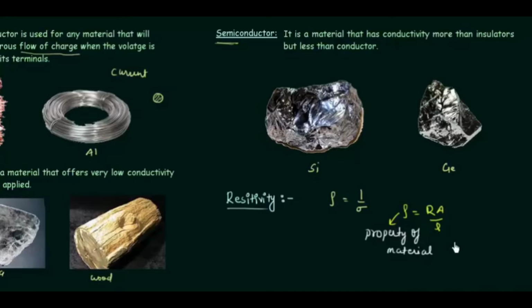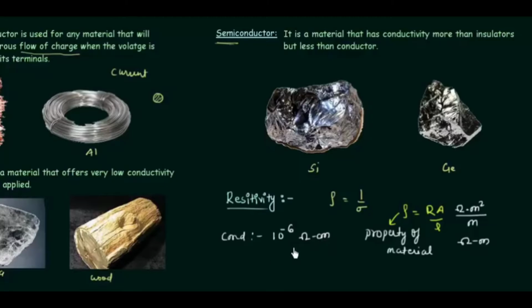And for unit, you can see we have the ohm, and we have a meter square for area, and in denominator we have meter for length. So the unit is ohm meter. Let's see the resistivity for the conductor. For conductor, it is 10 to the power minus 6 ohm centimeter.